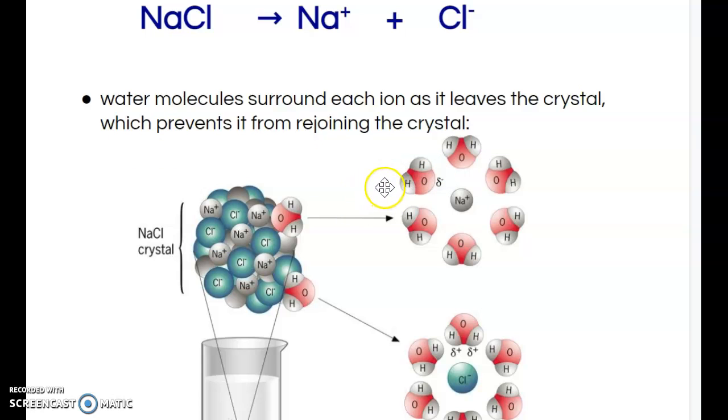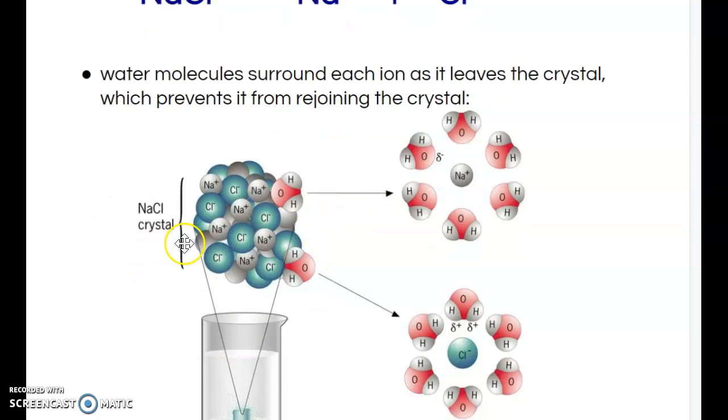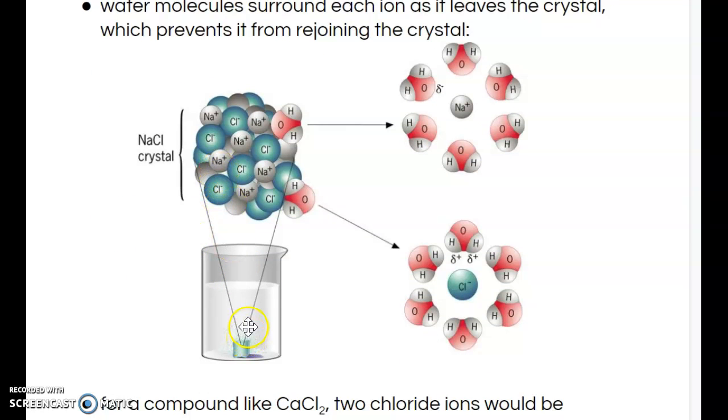So for example, we threw table salt right here. You have your sodium chloride crystal right here. It gets dropped into water, and what happens is you get the dissociation of sodium and chlorine.